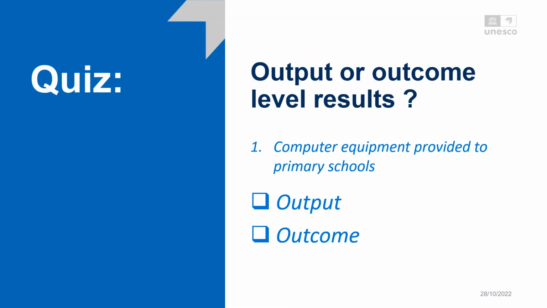We know that these concepts might be a little confusing. Let's take a quick quiz to make sure that you are clear on the difference between output and outcome results. Don't worry, it's not graded. First, is computer equipment provided to primary schools an output or an outcome level result? Take a few seconds to think.